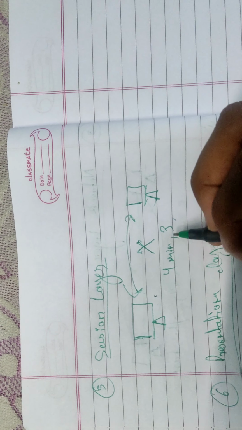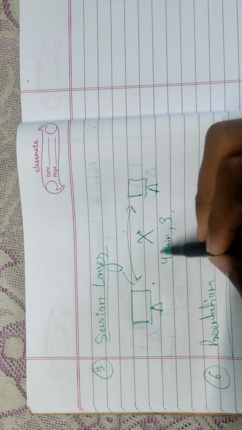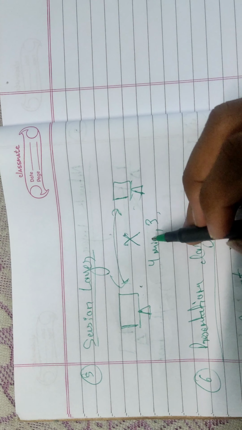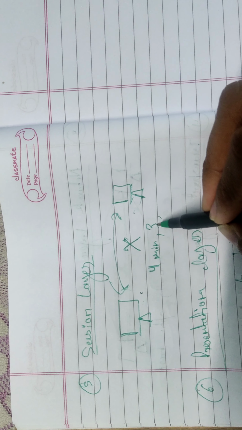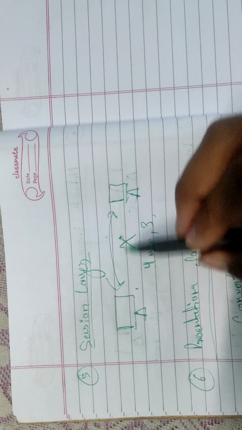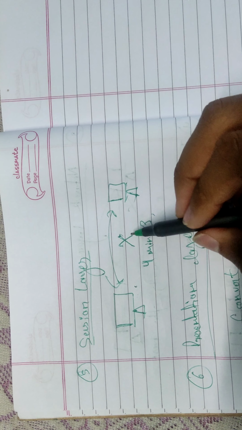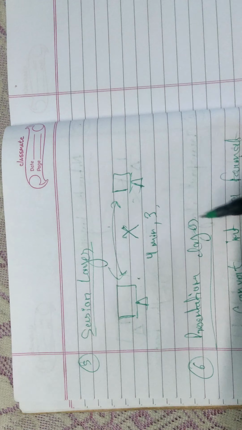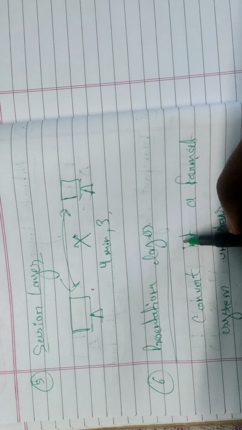Now session layer. Session layer is a layer which manages the connection between two computers. It decides whether the connection should be of 4 minutes or 3 minutes. After that, the connection will be disconnected, and that also is handled by the session layer. That's the job of session layer.